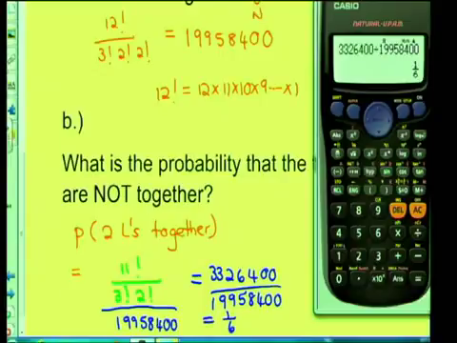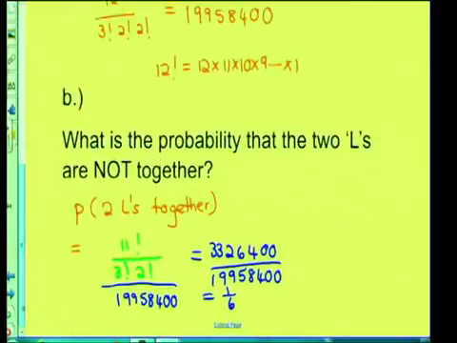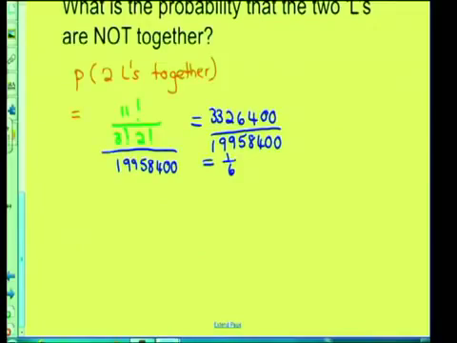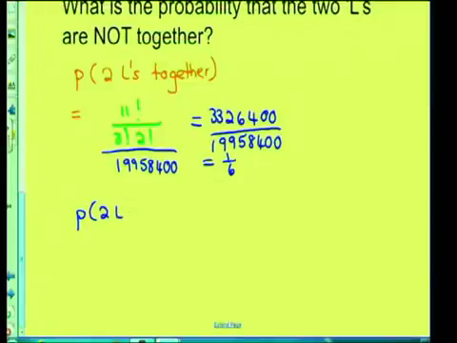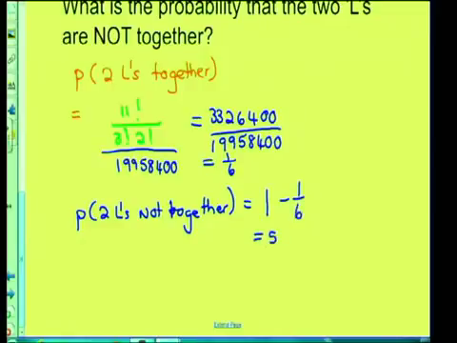Now remember, that was the probability of having the L's together, but the question was not that. The question was, what is the probability that the two L's are not together? So all we would do now is we would say the probability of the two L's not together, T-O-G-E-T-H-E-R, can't spell today, will be, the probability is 1 minus 1/6, so the answer is 5 sixths. So there's quite a good chance that my two L's will not be together.